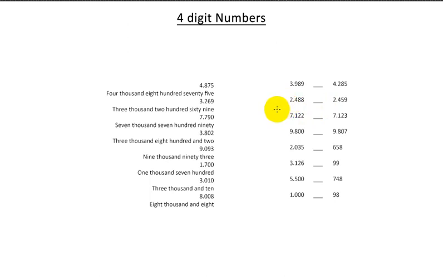Okay, so you're back, which means you solved them. Let's see if you did them correctly. 3,989 on one side and 4,285 on the other side. How do I compare these two? Since they're both 4-digit numbers, I start by comparing the first digit on the left, so the thousands. Whichever has more thousands immediately is more. So 3 is less than 4, so that means that this number is greater.